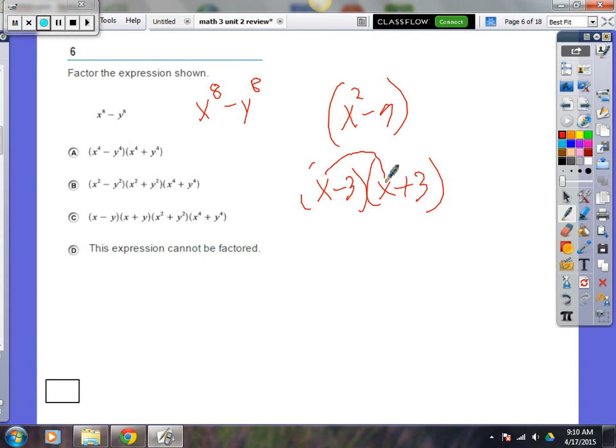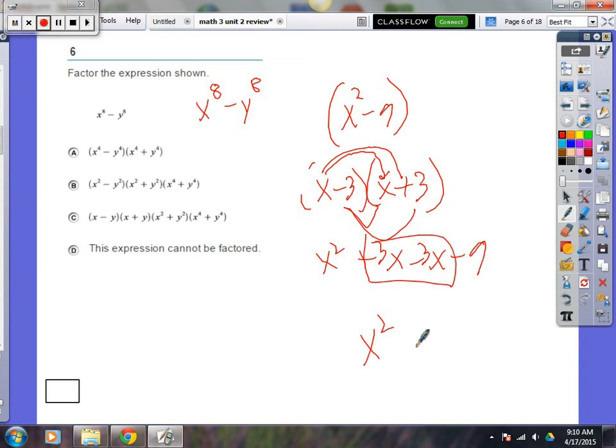And if I distribute it forward, that's going to be x squared plus 3x minus 3x minus 9. So it's going to be x squared. These cancel out. Minus 9.